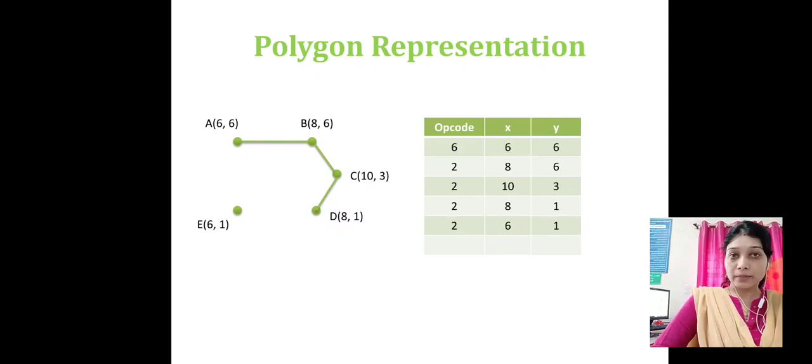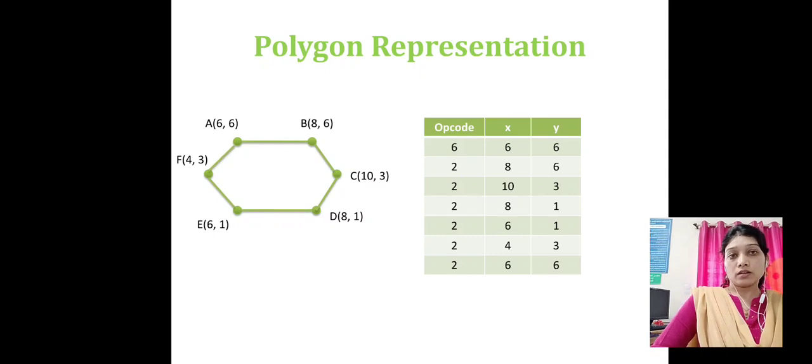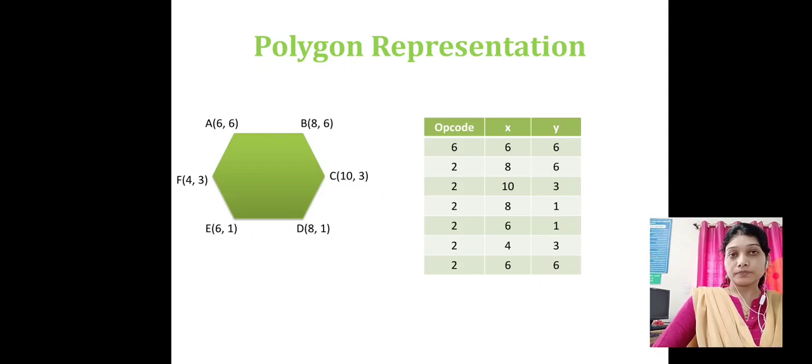So, the line command will be executed and it will join the 2 points. Then the next point will be 4 comma 3, the line command will be executed with opcode 2, and we can join these 2 points. And the last point, which should form the closed figure, will be 6 comma 6 with a line command or opcode. In this way we can have a structure that is nothing but a polygon in this display file. So, in this way we represent a polygon in the form of a display file, which is nothing but the internal representation of that polygon.